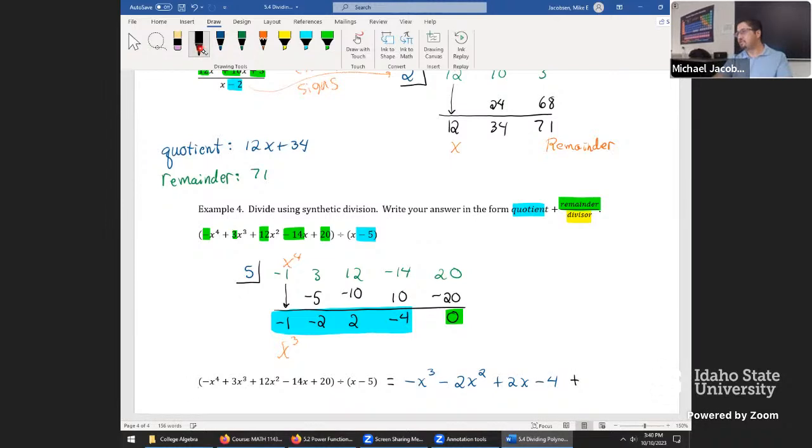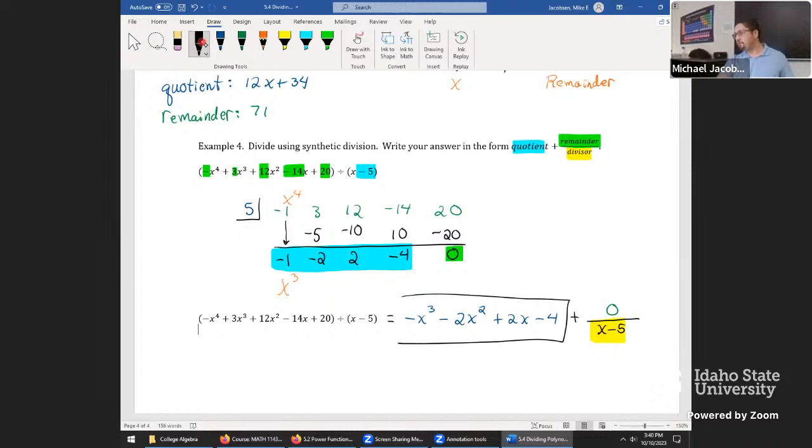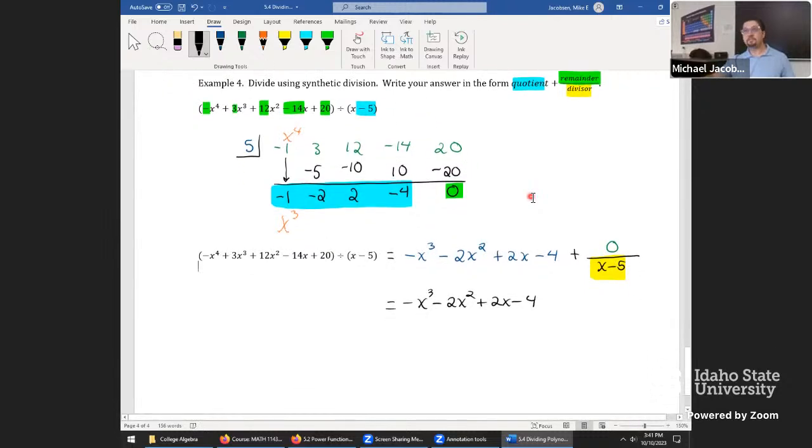And it's plus a remainder. This looks really weird, but they wanted that specifically, so follow it to the letter. There's your remainder of 0. Divide by the divisor, which was x minus 5. So following the instructions to the letter, this is how the answer is meant to come in. If you wrote your answer this way, that is definitely the better answer. It simplifies to just that. So let's say here, this whole thing is equal to negative x cubed minus 2x squared plus 2x minus 4. And that means we did it, folks.